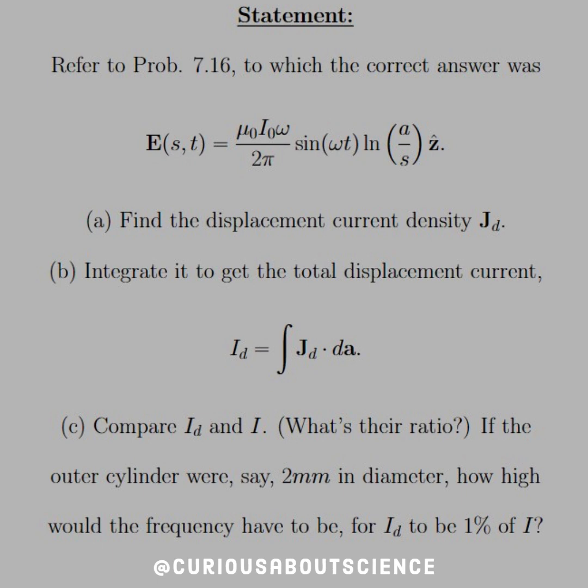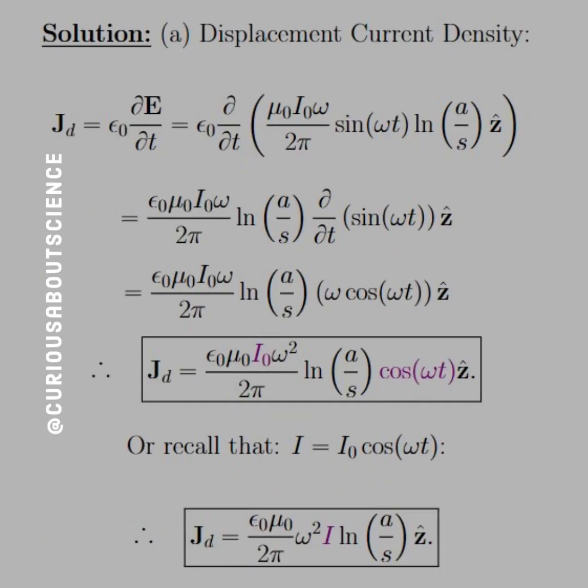What's their ratio? If the outer cylinder were, say, 2 millimeters in diameter, how high would the frequency have to be for I_D to be 1% of I? All right, this is pretty fun, but let's be careful. One step at a time.